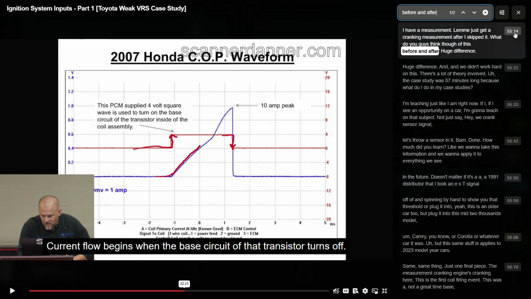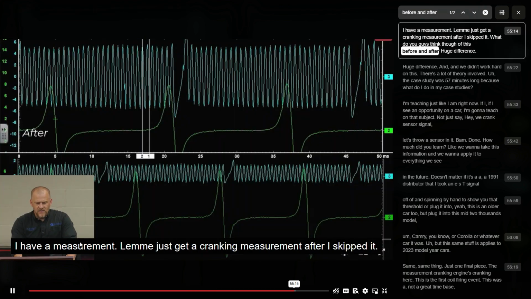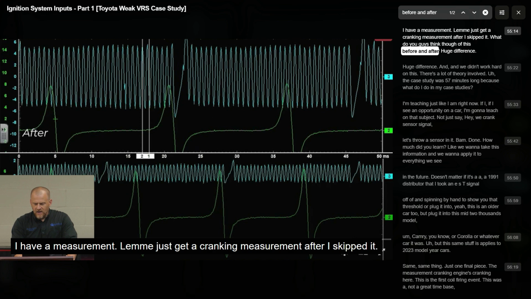One of them is at 55:14, so just click right there and then hit play. And hey, there it is. That's what I wanted to see. So it makes it really, really searchable, and I really like that. That's a really cool feature. I didn't know it had that.